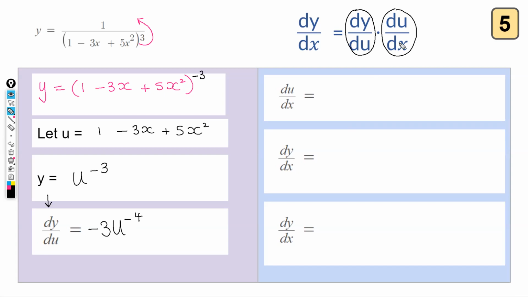Now we need an expression for du dx. I'm looking at all this. Du dx, that's this expression. We have a u and an x. So let's differentiate that. When we differentiate 1, we will get 0. When we differentiate minus 3x, we will get minus 3. And when we differentiate this, we will get positive 10x to the power 1. But there's no need to write the 1 because the 1 is understood. Throw the 2 in front, minus 1 from the power.